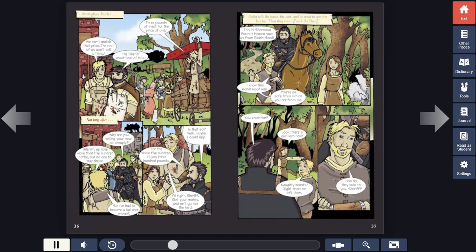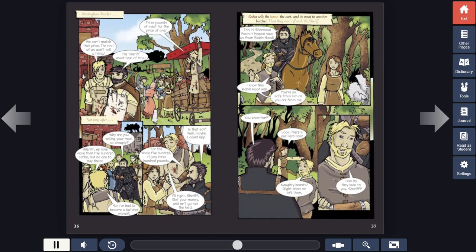Not long after, the sheriff asks: Why are you selling your meat so cheaply? Sheriff, we have more than 500 cattle, but no one to buy them. So I've had to become a butcher myself. Is that so? Well, maybe I could help. For the whole 500, I'll pay 300 pounds. All right, Sheriff. Get your money and we'll go see the herd.